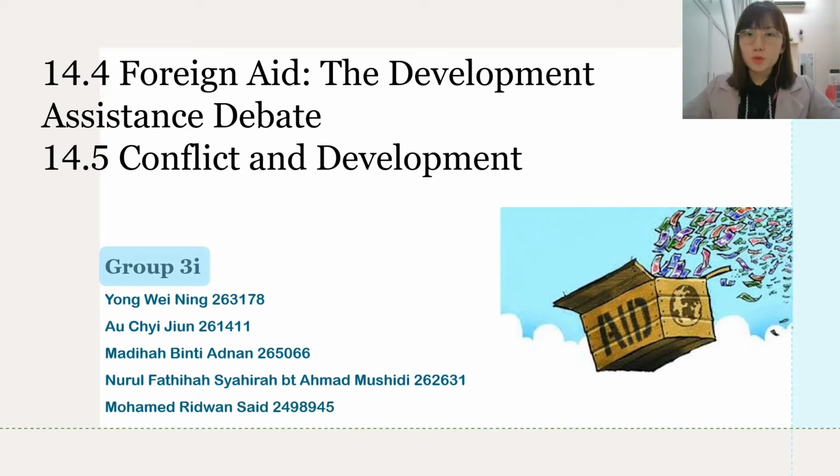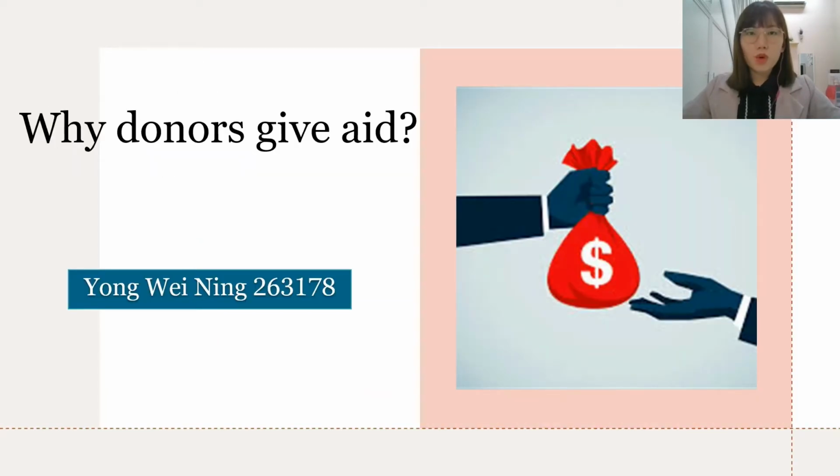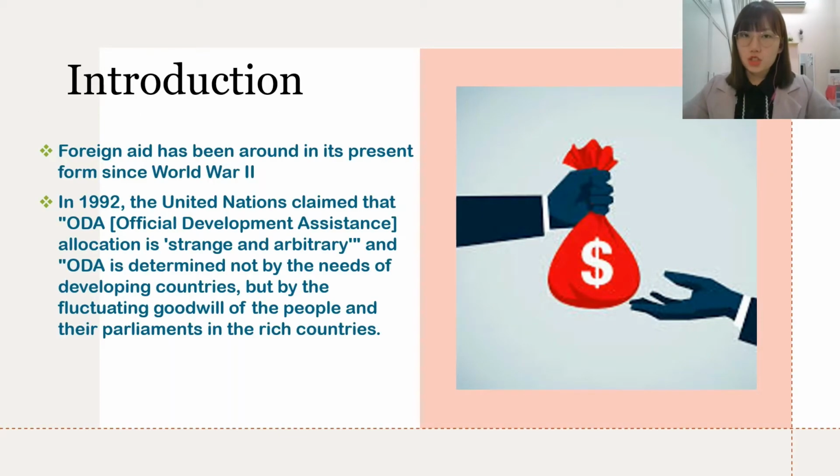We are from Group 3I and we are going to present 14.4, which is Foreign Aid, the Development Assistance Debate, and 14.5, Conflict and Development. I will start with why donors give aid. First, let us look at the introduction.